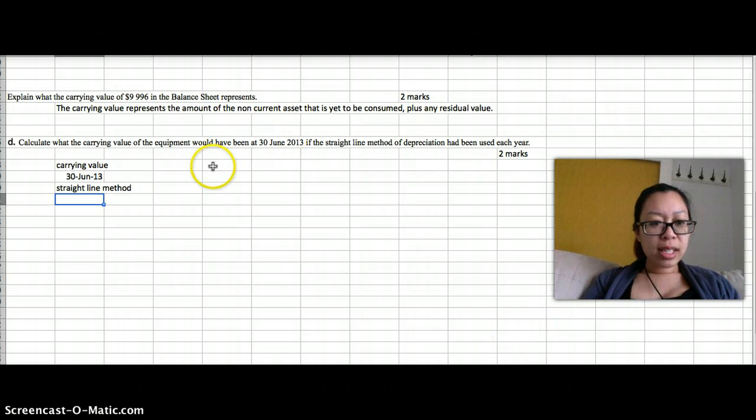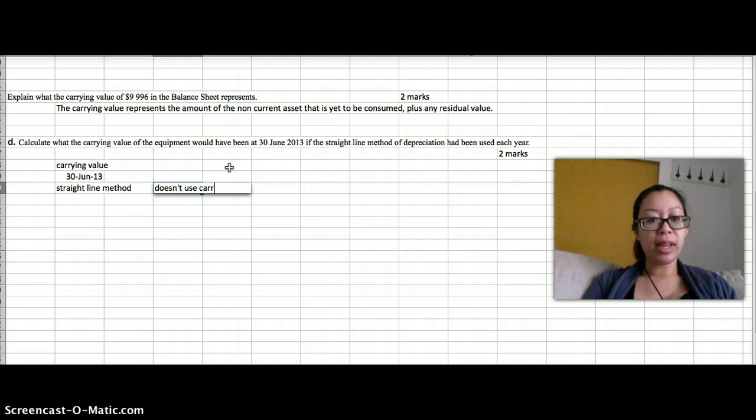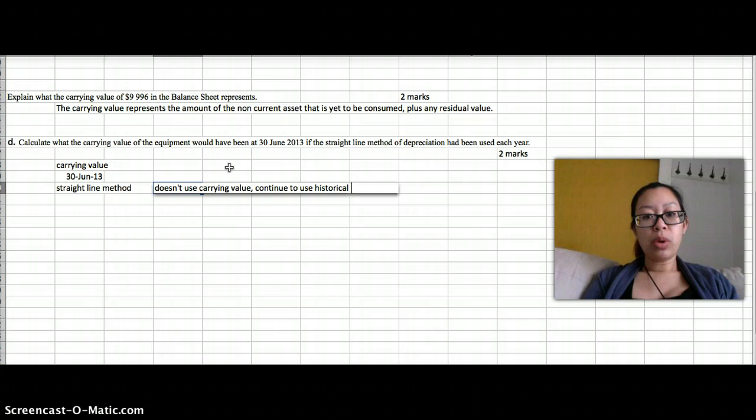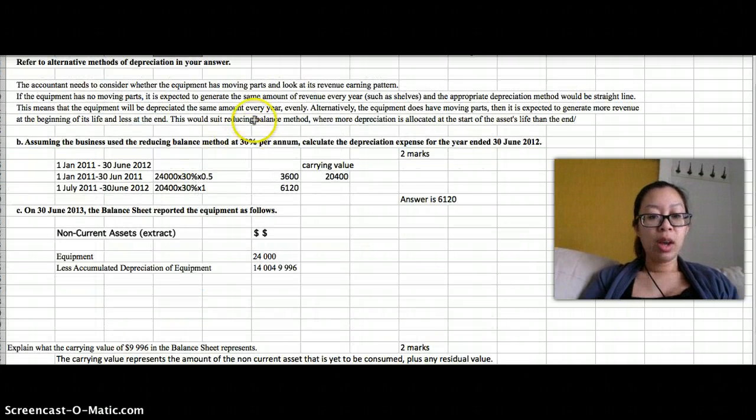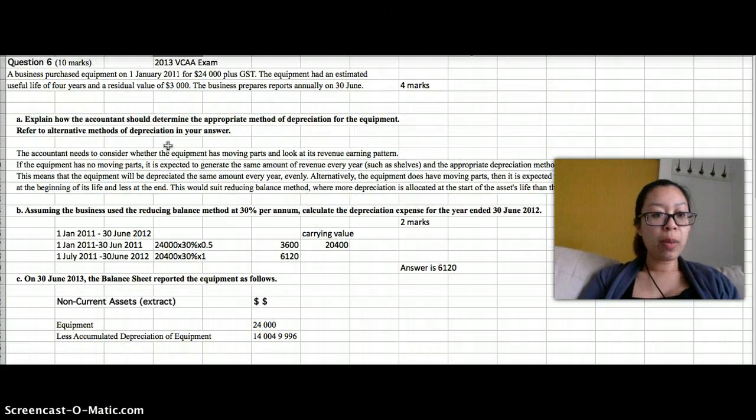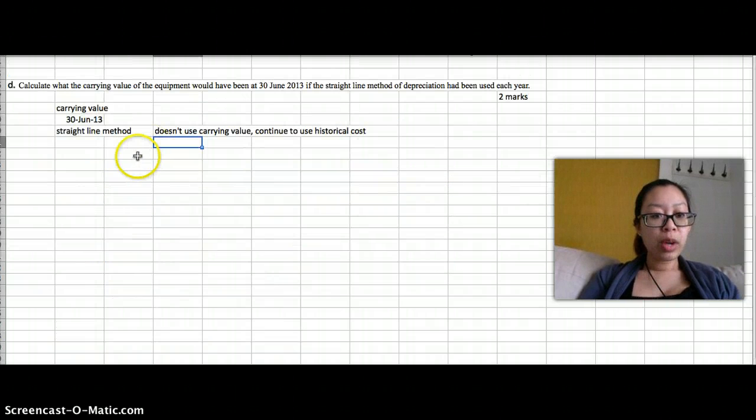Let's see. So straight line method's more simple though. It doesn't use carrying value. It continues to use historical costs. So therefore, we're actually going to go back up. Instead of using 30%, which is for reducing balance, I think a lot of people got stuck and used 30%. That's for the reducing balance. If you go back up here where they told you about the 4 years and the $3,000, that's what we're going to use. So we're going to use the formula.